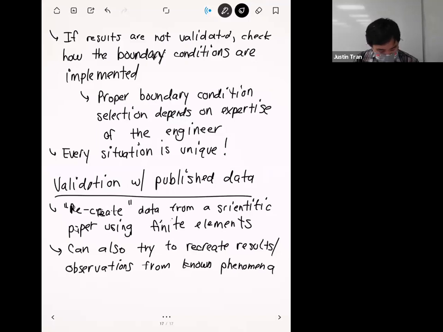Any questions on this? All right. And so if you have real life data, either from a published paper or from some other observation, that's a great way to perform validation. But sometimes you don't have either, right? And so what do you do when you don't have any of the above?